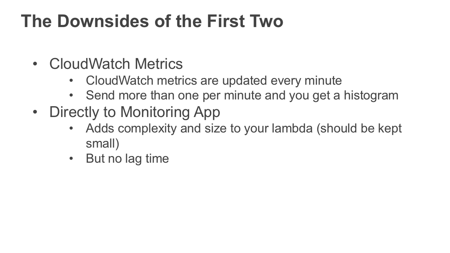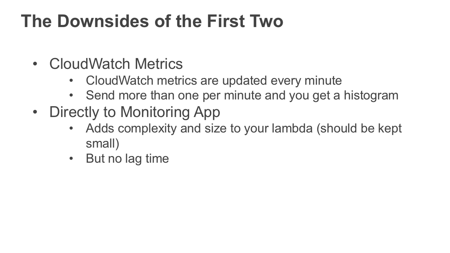You could also send that value directly to the monitoring app. Now, the downside to this is it adds complexity and size to your Lambda, which ideally should be kept as small as possible. Also, if you're creating 10,000 Lambdas and you're sending values to your monitoring app maybe 10,000 times a second, can your monitoring app handle that amount of traffic from that one source? I don't know, maybe. Now, the benefit is there's no lag time. With CloudWatch metrics, you're looking at least a lag of a minute, maybe more.